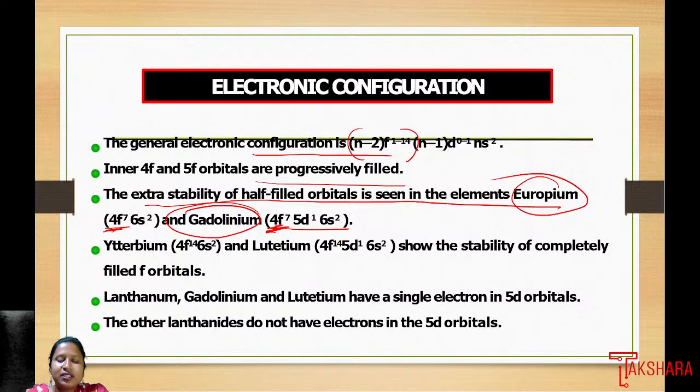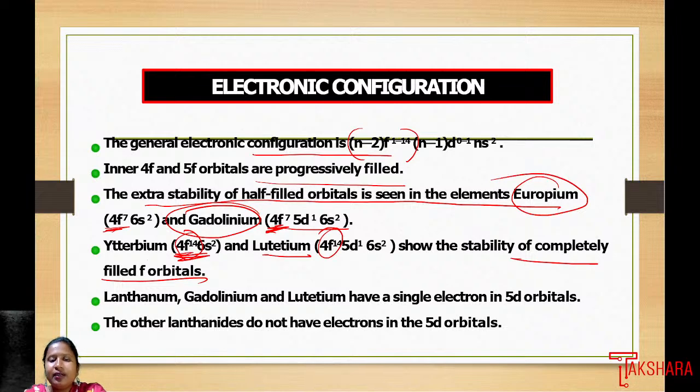Okay, so next we have the next feature of the lanthanides, that is ytterbium, which has the configuration 4f14. See, the f orbital is completely filled. Then lutetium also has 4f14, completely filled. So if it is 4f7 it is half-filled, and if it is 4f14 we call it completely filled. So this shows the stability of the completely filled f orbitals.